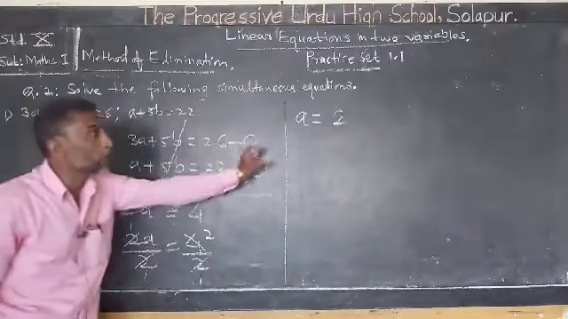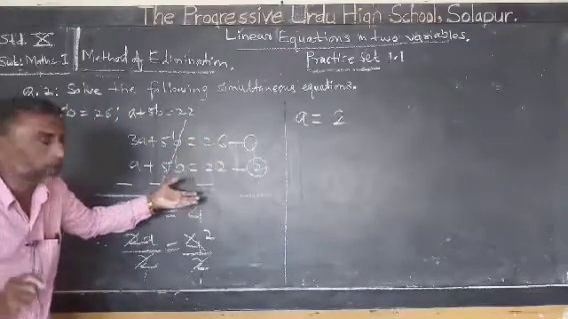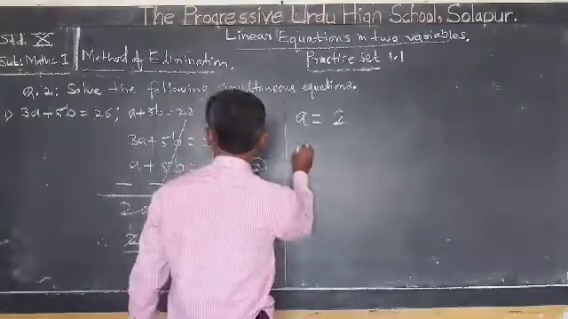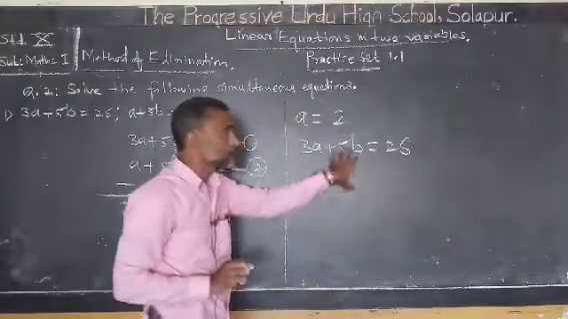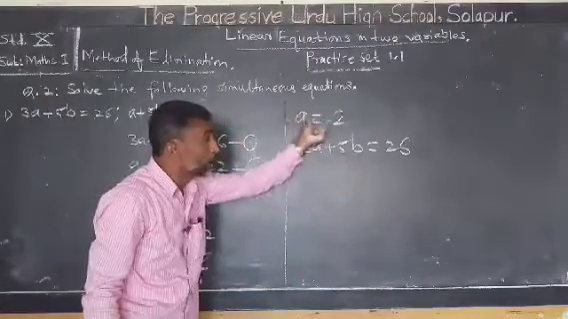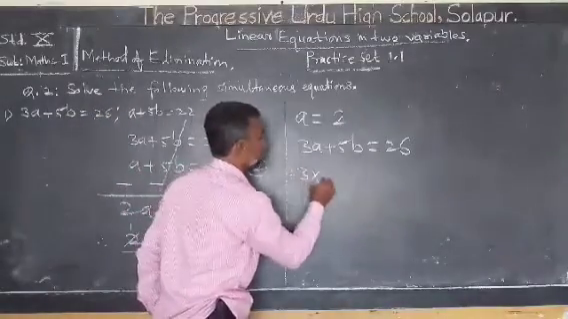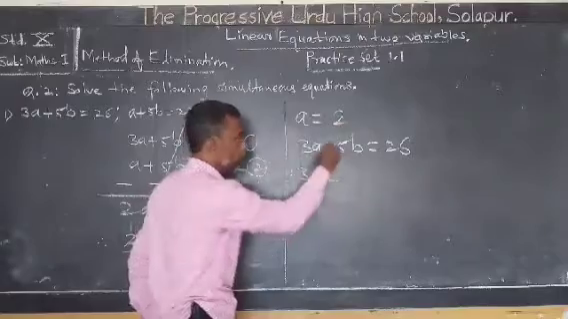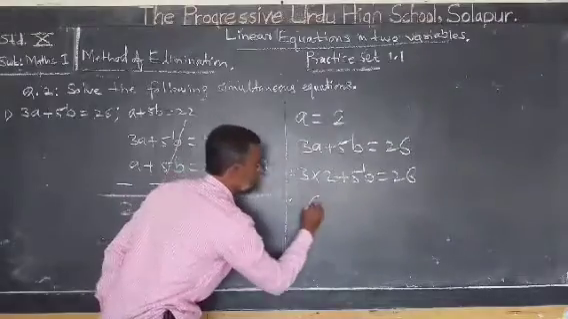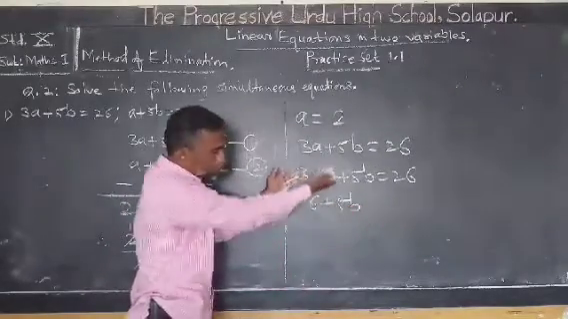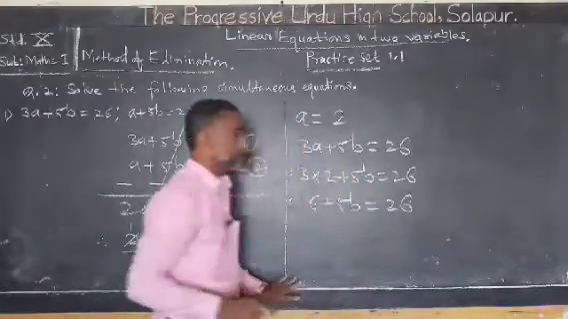Now, put this value of the first variable in any one of the equations. You will get the value of the second variable. So, I am going to write the first equation, 3a plus 5b is equal to 26. This is equation number 1. Put a is equal to 2 in this equation number 1. Therefore, 3 into 2, I am putting the value of a as 2, plus 5b is equal to 26. Therefore, 6 plus 5b, 3 twos are 6, plus 5b is equal to 26.